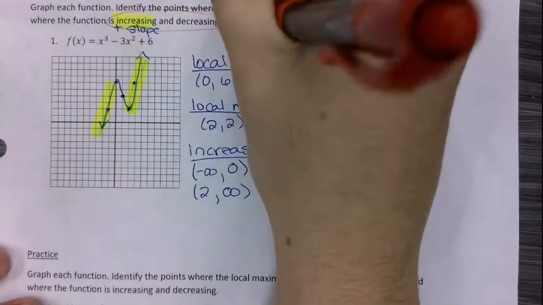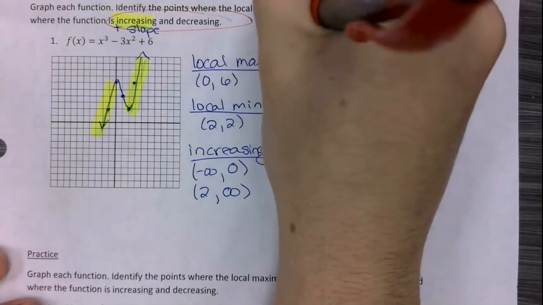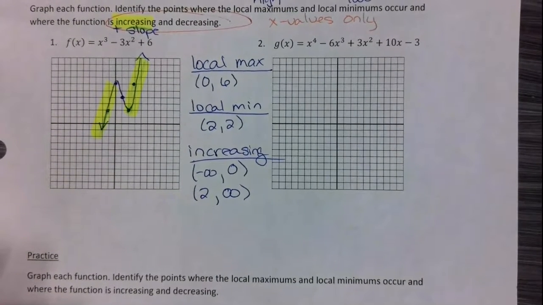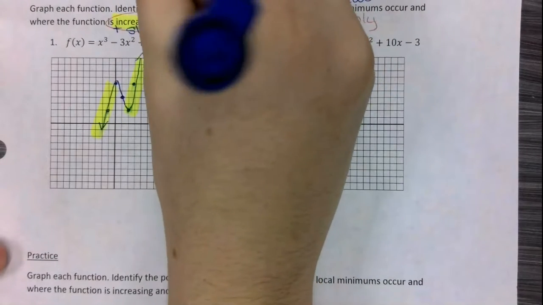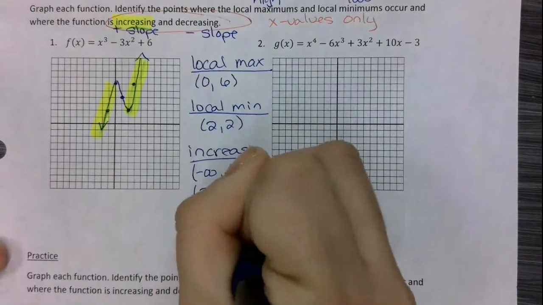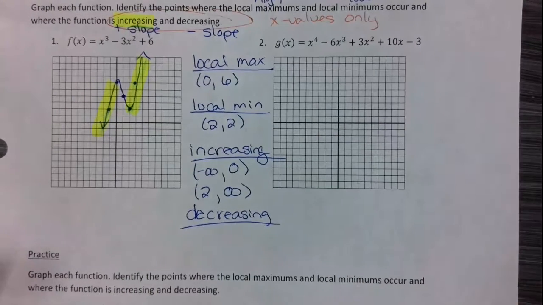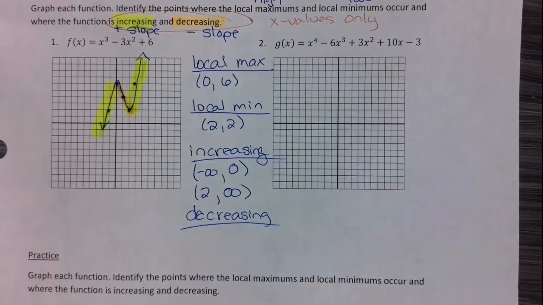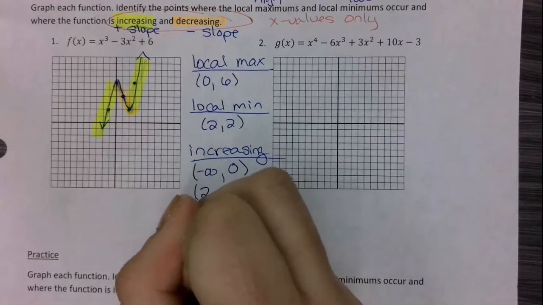I also want to point out increasing and decreasing is x values only. Okay, so decreasing has what kind of slope? So how many lines on this graph are decreasing? Just the one, because I've already used the other 2 for increasing. We want to use our x values here, not our y's. So what x values is it decreasing between?